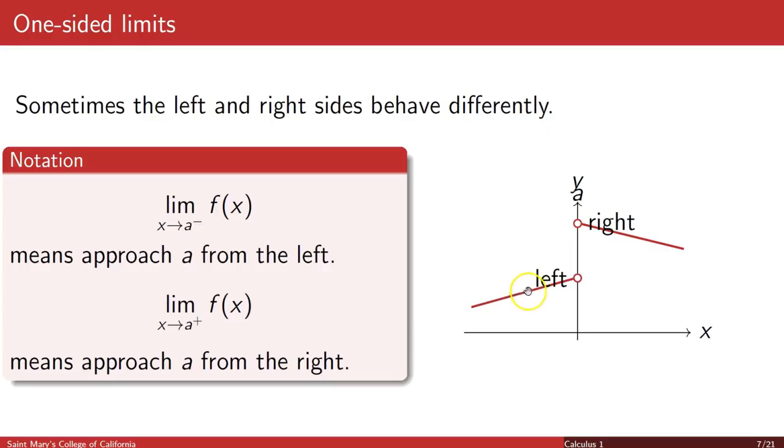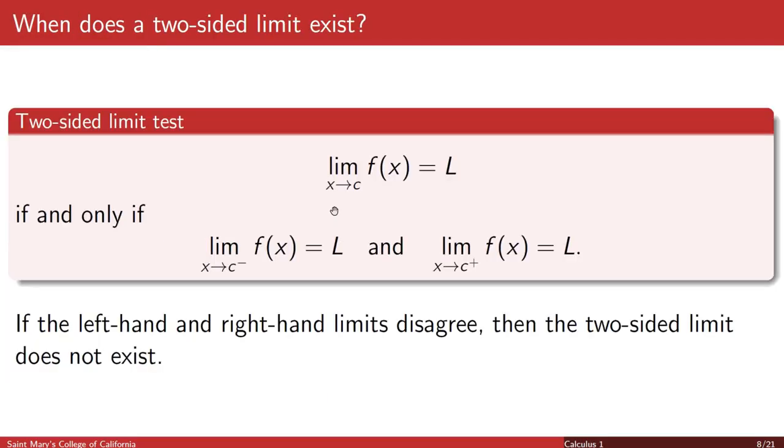And so I say from the left here, and from the right here. And in this case, the function is approaching two different values from the left and the right. And in fact, that's an important test for us. The limit itself exists if and only if the limit from the left and the limit from the right are the same. So if the limit from the left and the limit from the right are both L, then we can say that the limit overall is L.